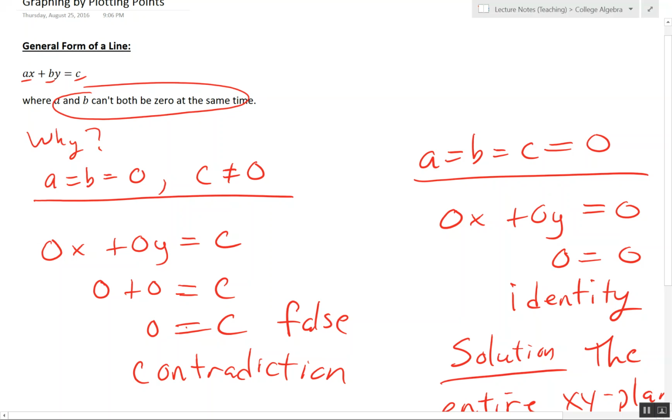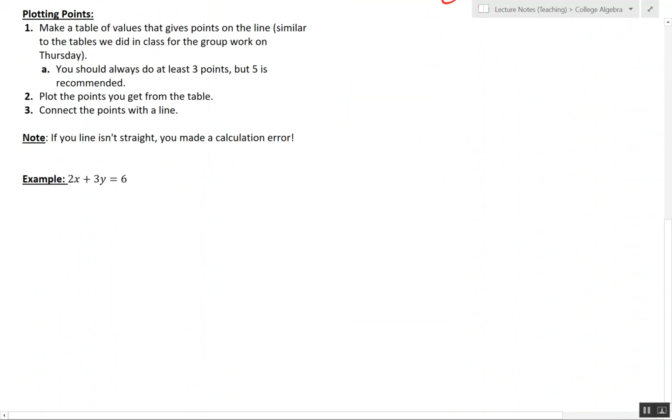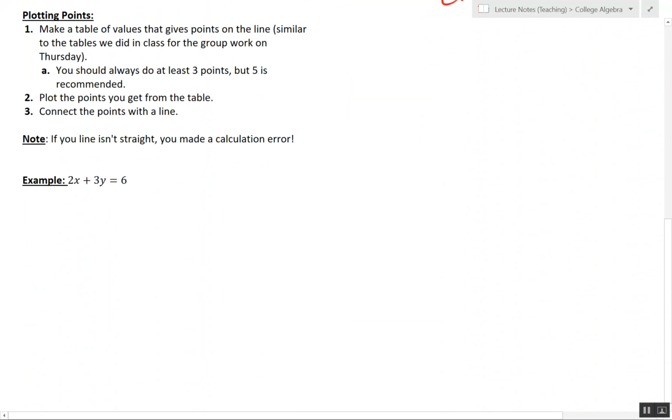So let's look at an example on graphing here. Plotting points is going to be the method we're using in this section, and this is very similar to what we did in the group work on Thursday: we're going to make a table of values, and these are going to give us points on the line. So the first thing we have to do is make the table. We're not going to be given tables this time like we were with previous problems.